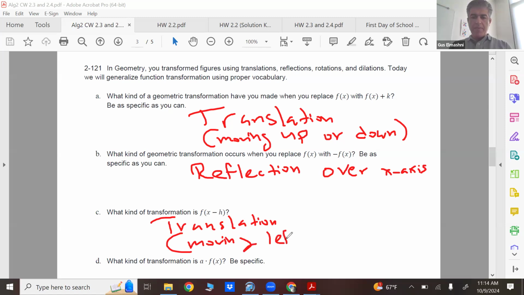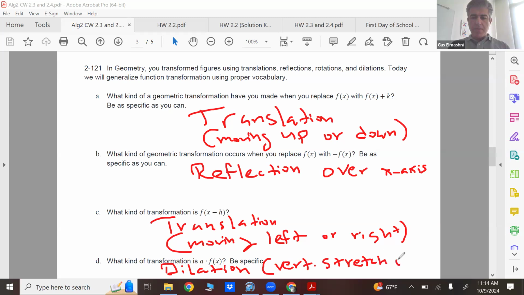That's a translation. Let's move left or right, depending on whether it's positive or negative and what the value of h is. This right here is what we call a dilation. That's where you vertically stretch or compress.